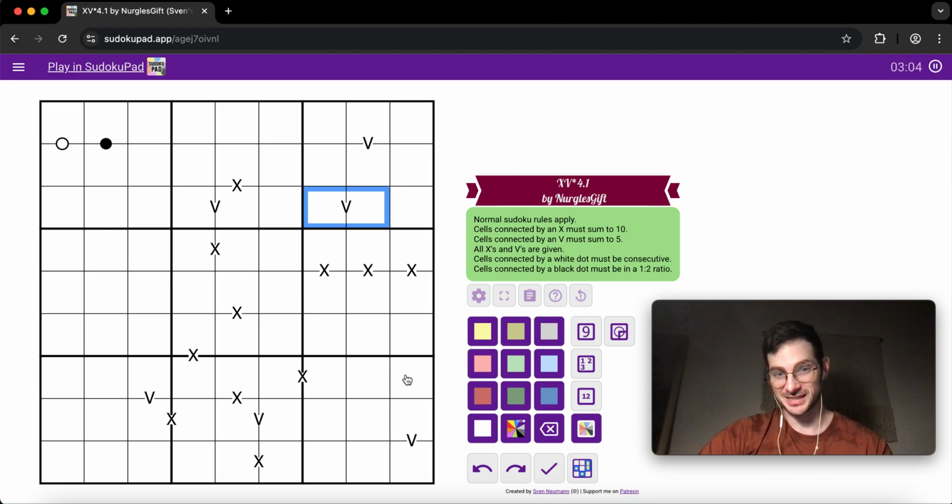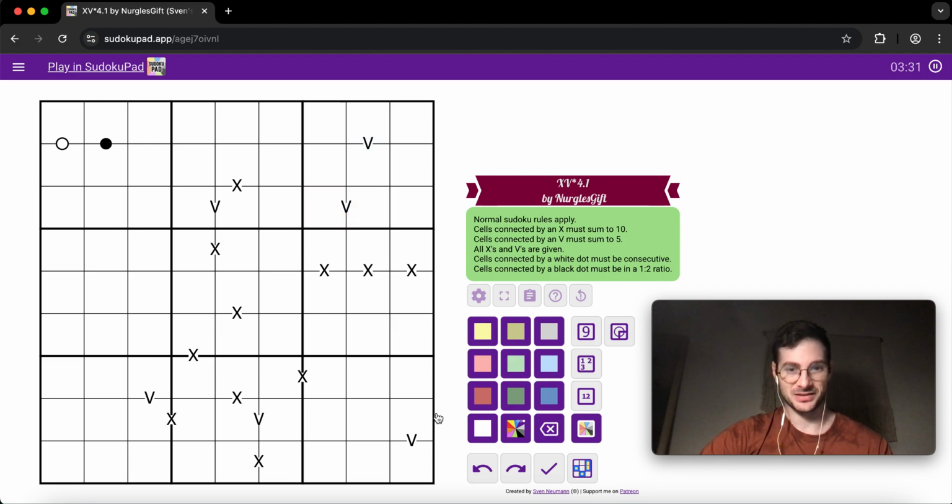Thinking about these V's, each pair of digits needs to sum to 5. The way I like to do this is I have a hot 5, which has yellow and pink or red, and then a cool 5, which is green and blue. And one of these is 1-4, and the other is 2-3. I don't know which is which yet, but we know that if this is 1-4, this is 2-3.